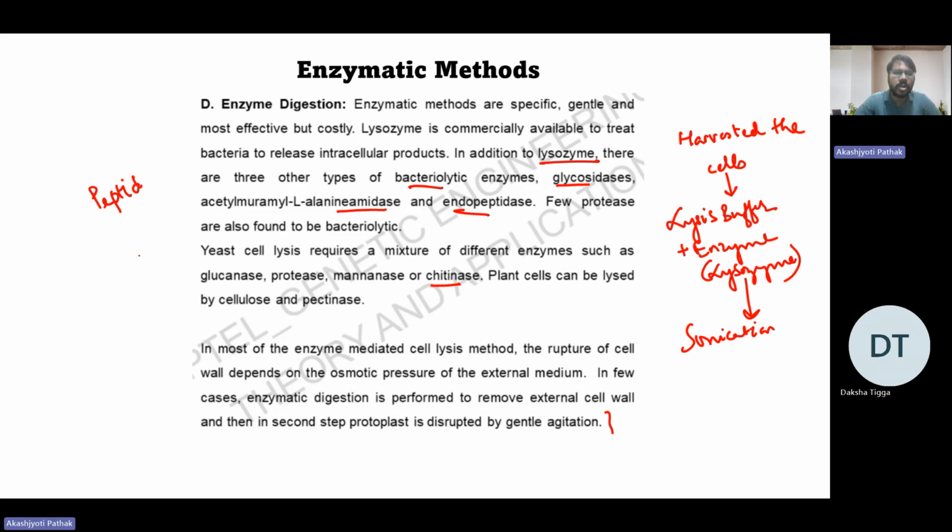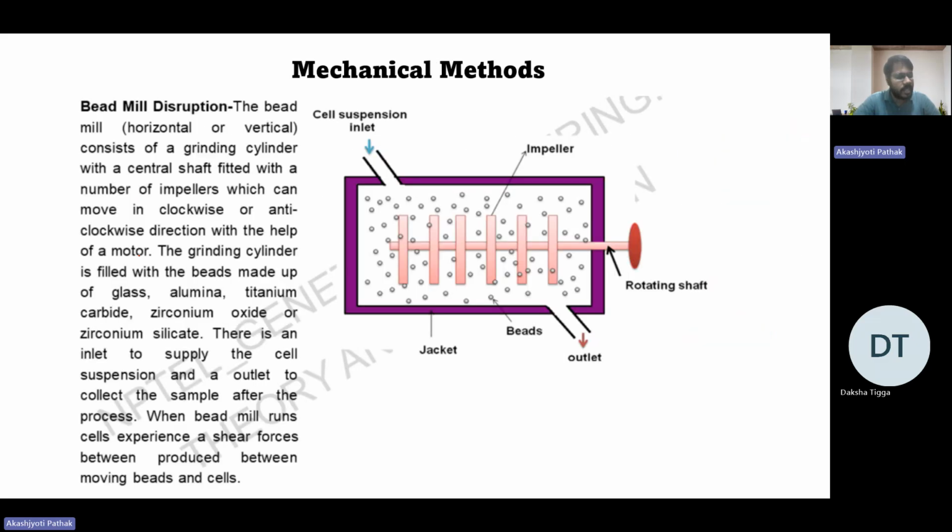So this repeated freeze-thaw cycle will rupture your cell wall and/or the cell membrane, and then you have to go for sonication to extract the contents present in the cell. Okay. Then there are these mechanical methods.